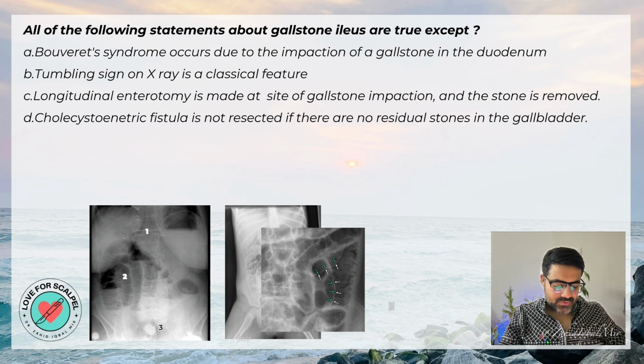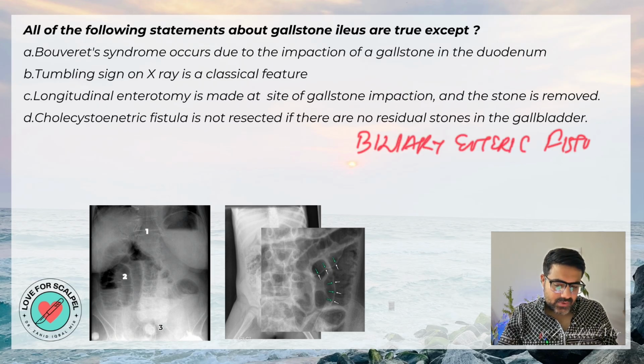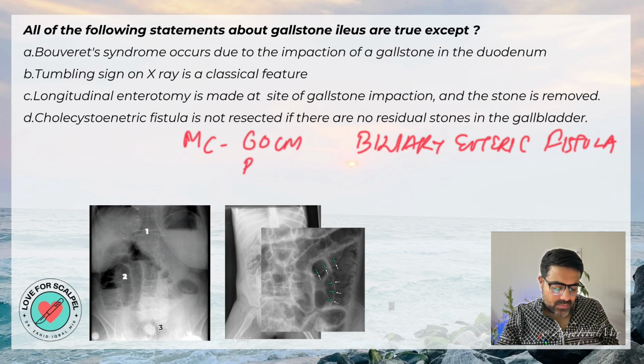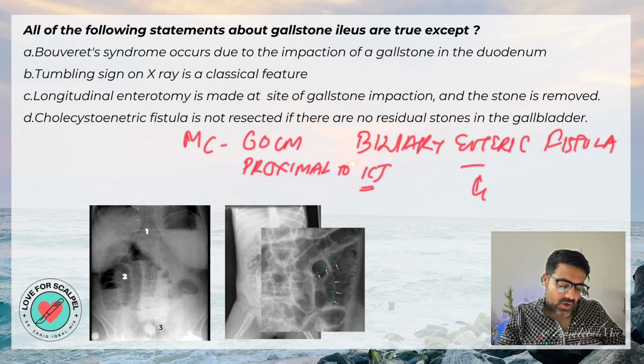Hello dear friends. So today we have this question on gallstone ileus. So this gallstone ileus is basically a biliary enteric fistula, and this is secondary to a large gallstone erosion into the duodenum. Impaction is most commonly seen at 60 centimeters proximal to the ICJ. The most common site of this biliary enteric fistula is between the gallbladder and duodenum, and the second most common site is between the gallbladder and transverse colon.